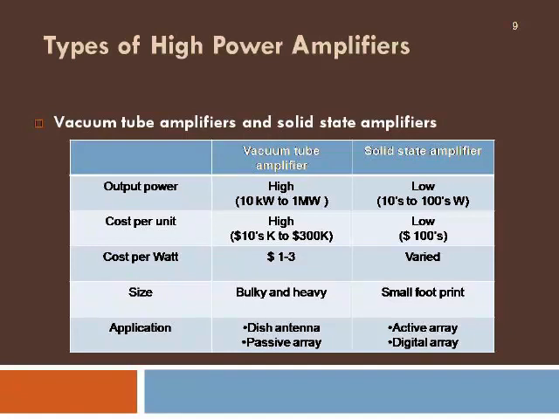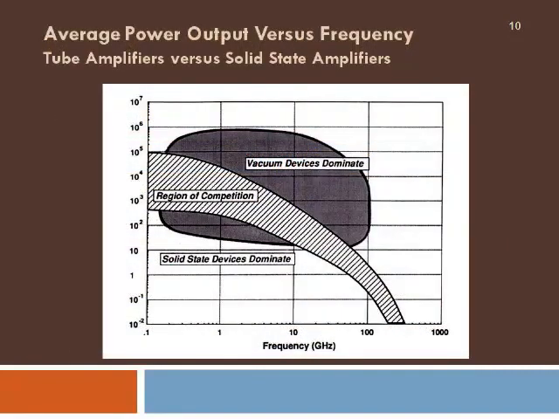Then if we go for the application point of view where we can use these amplifiers, vacuum tube amplifiers are good when we use a dish antenna or a passive array of antennas with this radar system. Whereas the solid state amplifiers will be very convenient whenever we are going for an active phased array or a digital array radar.